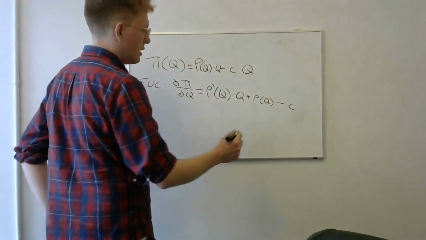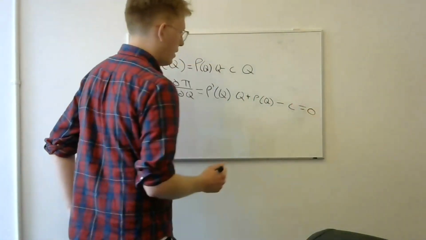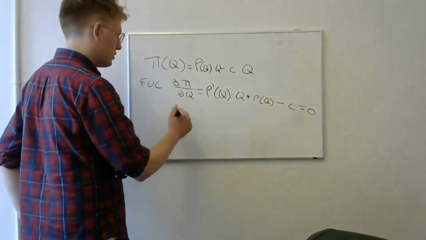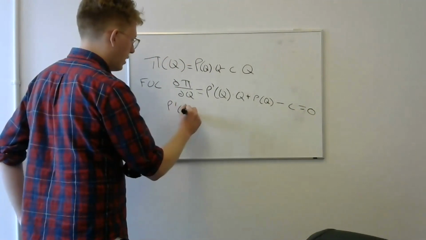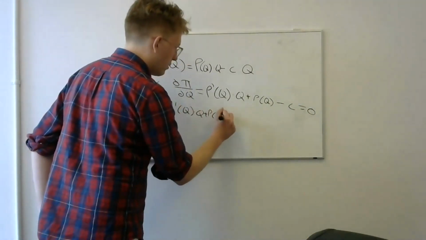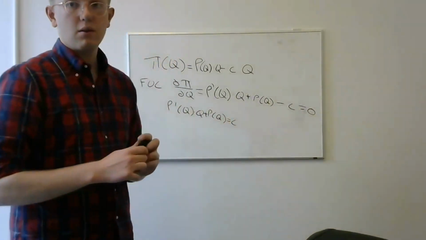Okay. And then we need to set this equal to 0. And so that's going to give us our profit maximizing condition. So what we should end up with is P prime of Q times Q plus P of Q is equal to C. Okay.